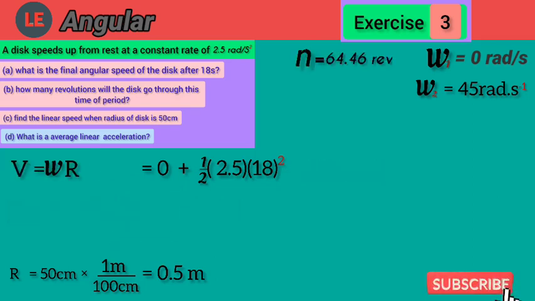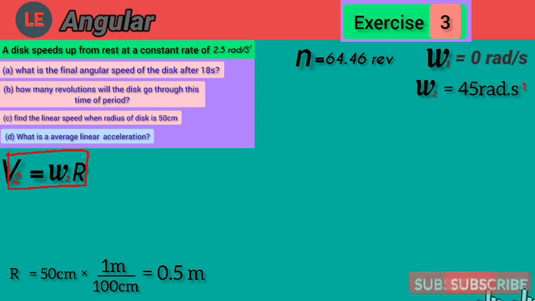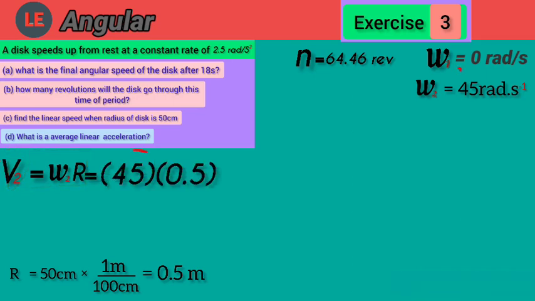Now we find the linear speed. We use this equation. We say final linear speed is equal to 45 times 0.5. We get a final linear speed of 22.5 meters per second.